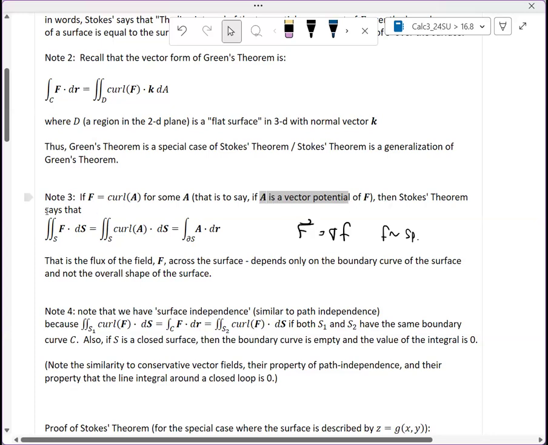Then we can rephrase Stokes' theorem as the surface integral of F dot dS, but F is just curl A, so that's the surface integral of curl A dot dS.